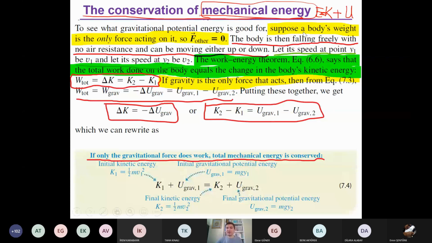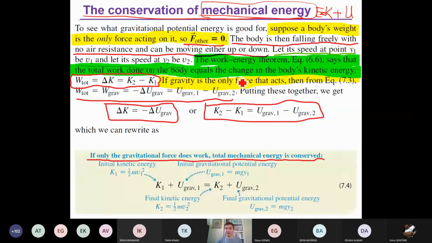So let's consider that we have a body and the only force acting on this body is its weight, and F other, let's say friction forces, air friction, or fluid resistance; all other forces are zero, okay? There is no force acting on the body other than its weight.